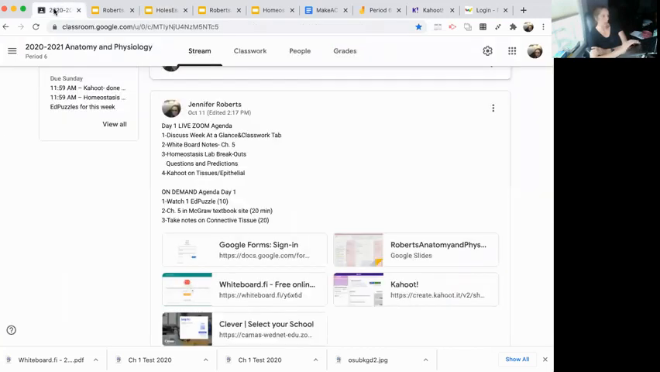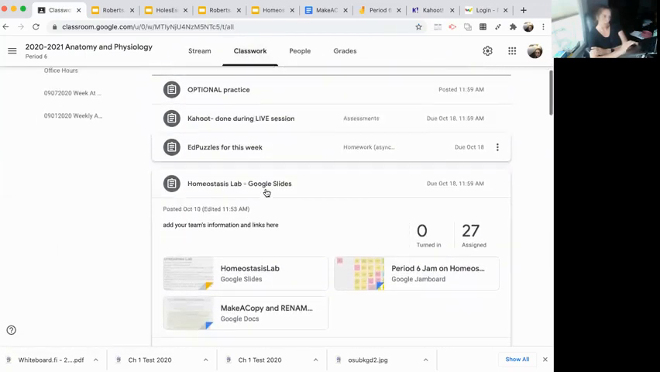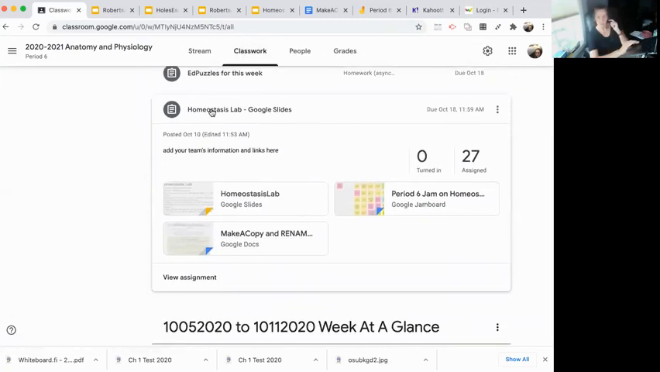So if you're back on that stream page, and make sure you guys can see what I'm doing, switch to classwork, and you go to this week. I've already opened it, but you go to homeostasis lab, and then there's 3 documents here. There's the Jamboard that we did last time. So if you want to open that and reference that, you can, but we're not going to work on the Jamboard today. We're going to work on these Google Slides today.